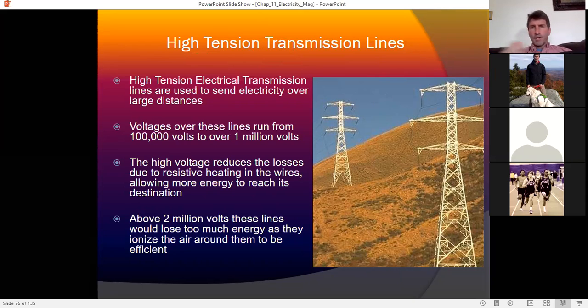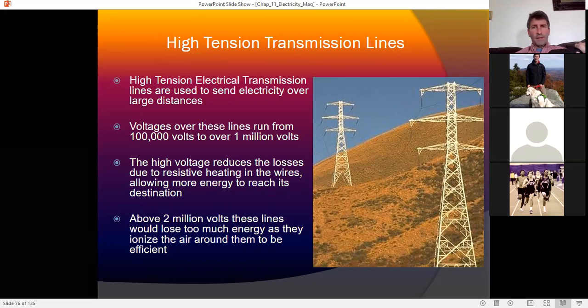Above 2 million volts, you start losing electricity to the air. But this technique of changing the voltage was very, very important. We'll talk about it in a little bit, to be able to send electricity a long distance.